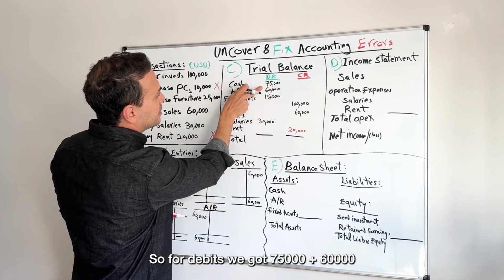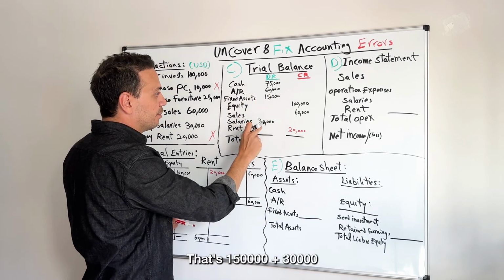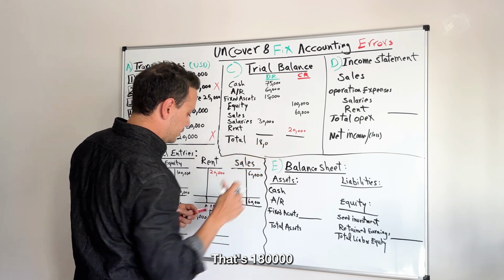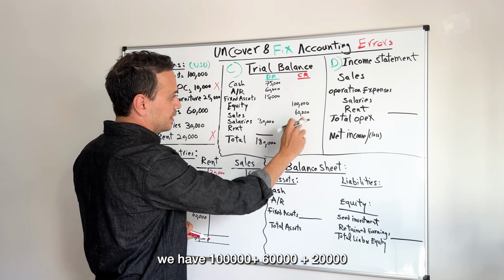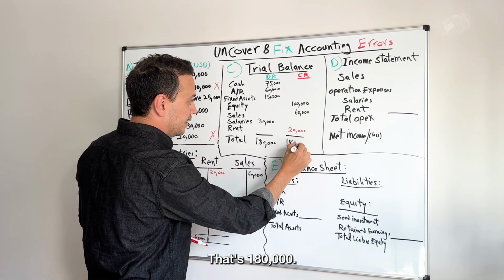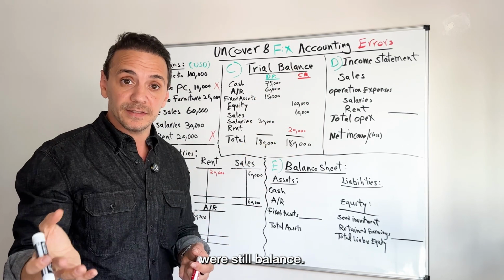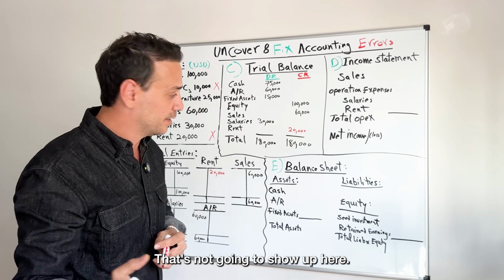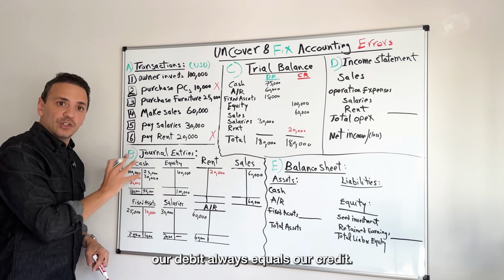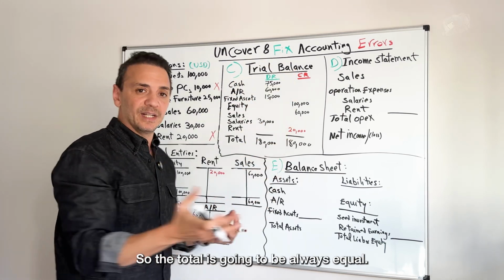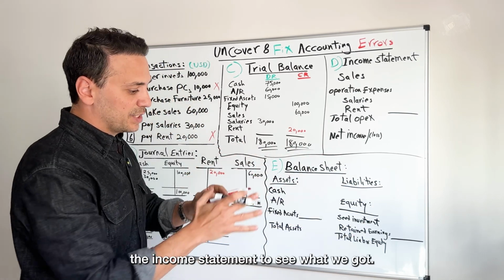So for debits, we got 75 plus 60, that's 135 plus 15, that's 150 plus 30, that's 180,000. Okay, and on the credit side, we have 100 plus 60 plus 20, that's 180,000. So notice that's one of our first findings, that the debits and credits were still balanced, still equal in a trial balance. That's not gonna show up here. And the reason why it's not showing up here as a problem is because when we recorded a journal entry, our debit always equals our credit. So the total is gonna be always equal. So 180,000, 180,000.